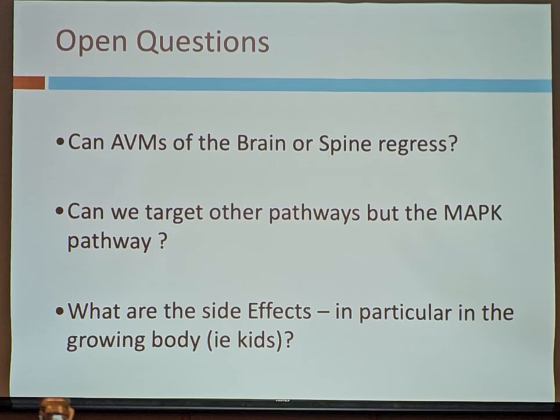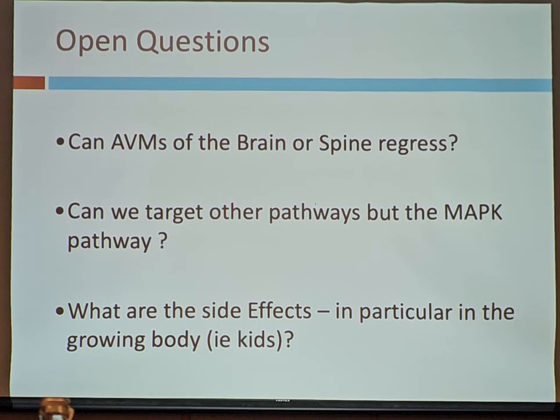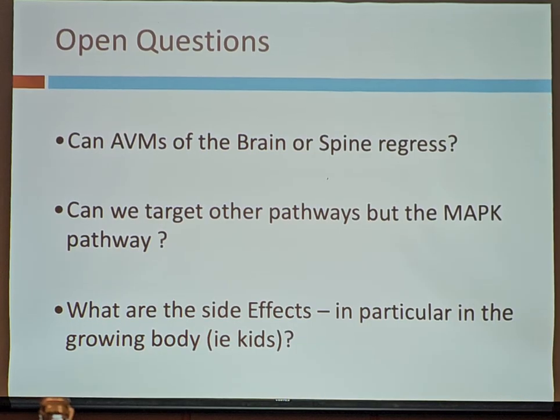So lots of open questions, but at least it is something we may want to work towards. My big question is, can AVMs actually, once they have developed, even regress? Are MEK inhibitors the only ones? And in pediatrics, what are the side effects, in particular in the growing body, where you actually need your KRAS pathway for your blood vessels to sprout and to grow? So lots of open questions here still, but I think an interesting potential that we may want to think about in the future.